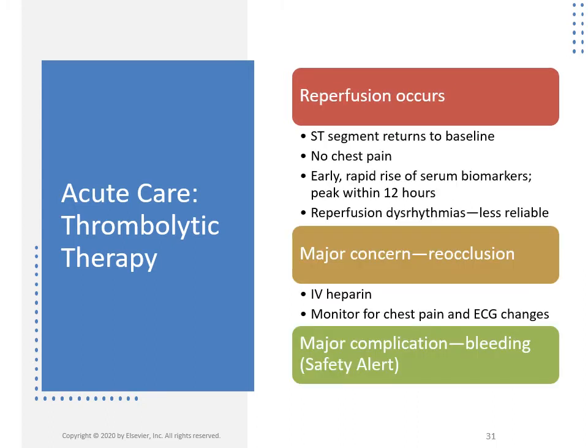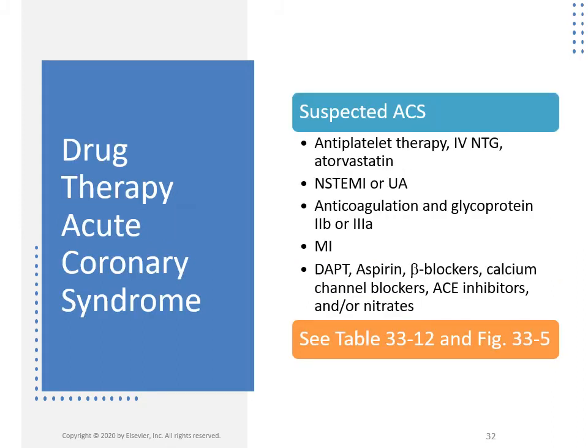When reperfusion occurs, a blocked coronary artery is opened and blood flow is restored to the heart. Several clinical changes can be seen. The most reliable sign is the return of the ST segment to baseline on the ECG. Other signs include resolution of chest pain and early rapid rise in the serum cardiac biomarkers within 3 hours of therapy, peaking within 12 hours. The presence of reperfusion dysrhythmias, such as accelerated idioventricular rhythm, is a less reliable sign of reperfusion.